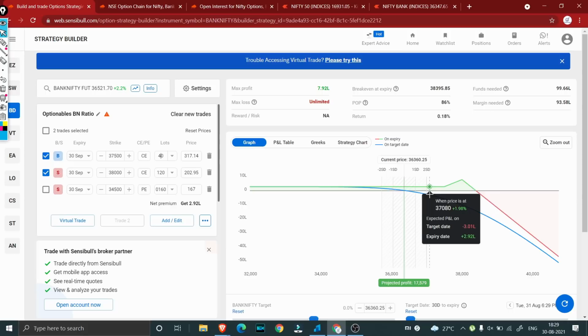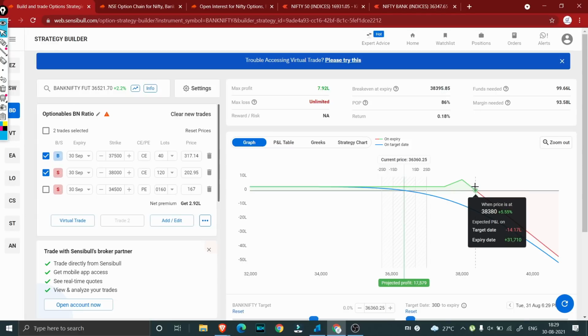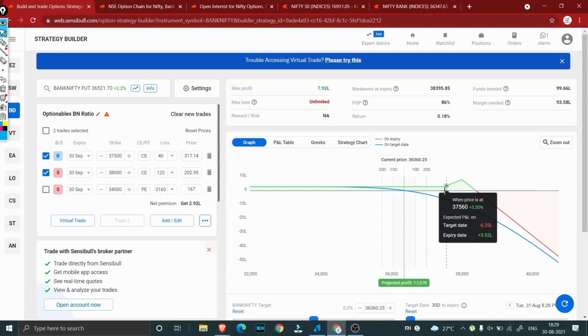So the idea is, as long as it remains below 38,400, which is still around 2,000 points, I am going to make some very good profits. That is a simple idea. And in case it is ending below 38,000 and above 37,500, then again I am going to make some really good profits. So that was the whole idea.